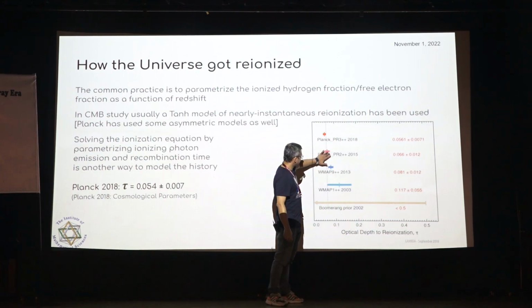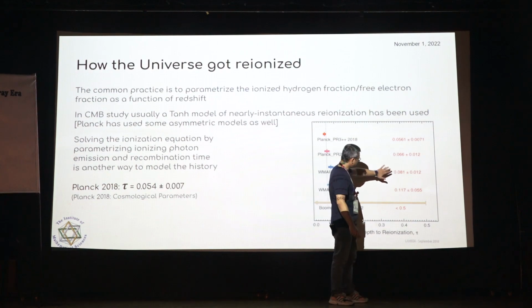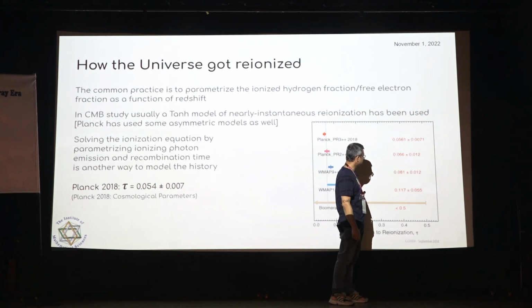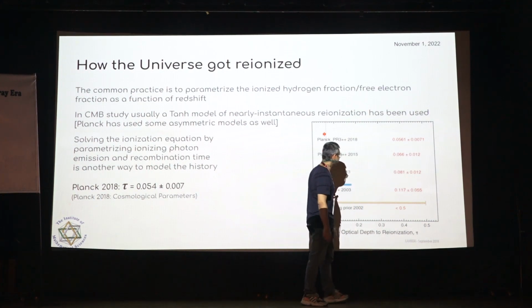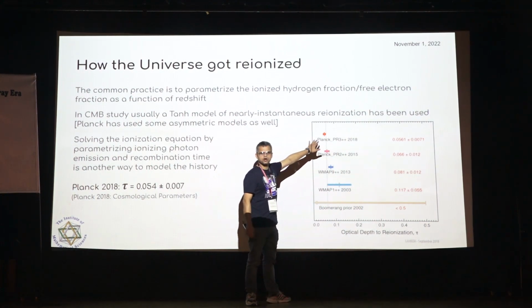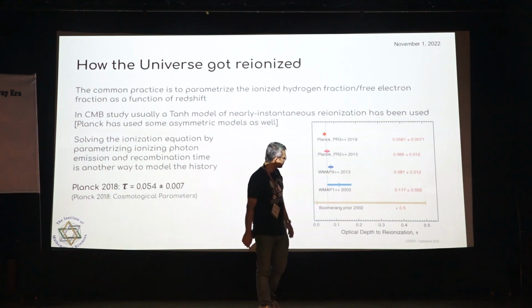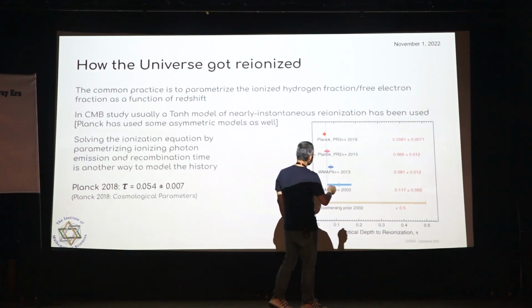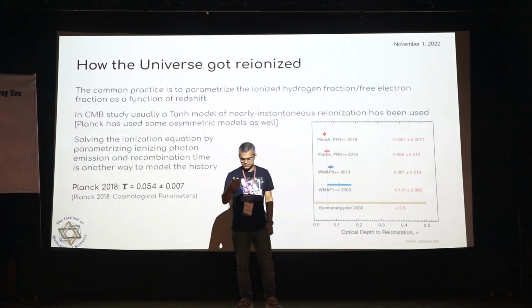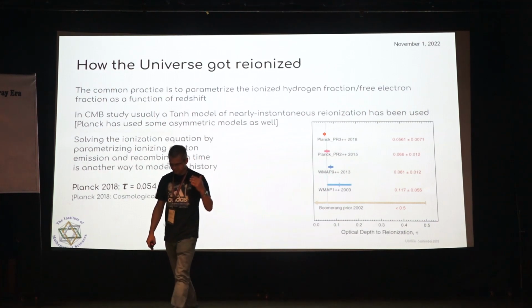Although the tau values you can obtain from there are different, 0.081 and 0.066, they were actually not inconsistent. But then came Planck 2018, which had the 2018 high frequency instrument data.